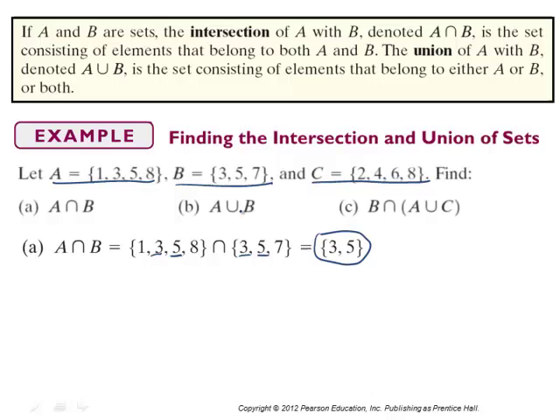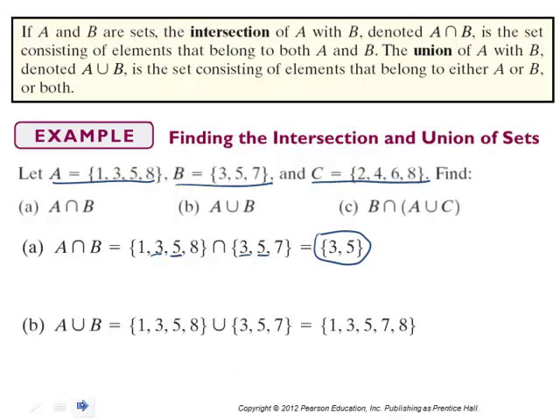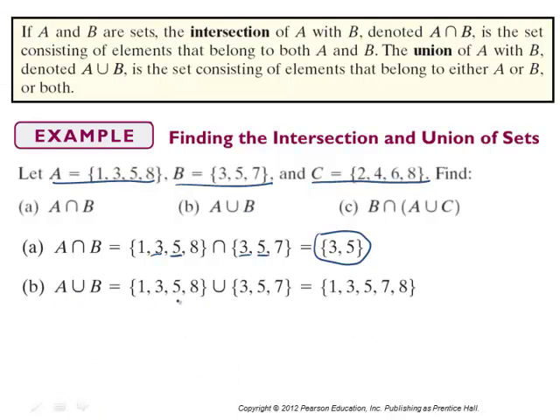Let's take a look at the union there for part B, the A union B. Well, here's A, here's B, and the union will consist of the set of numbers that are either in A or in B or possibly both.